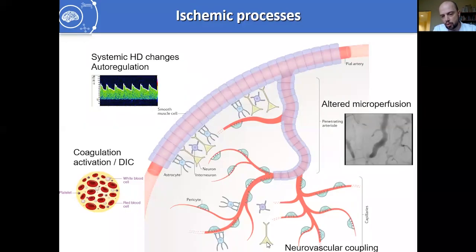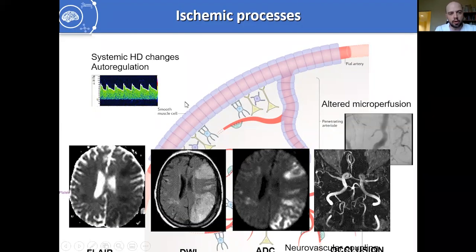Lastly, there is the neurovascular coupling that is altered. It is the mechanism in which pericytes induce microdilatation of vessels in response to an increased neuronal activity, and this is also impaired during sepsis. You can see here a large ischemic stroke that was evidenced in a patient who was hospitalized for sepsis in our ward.